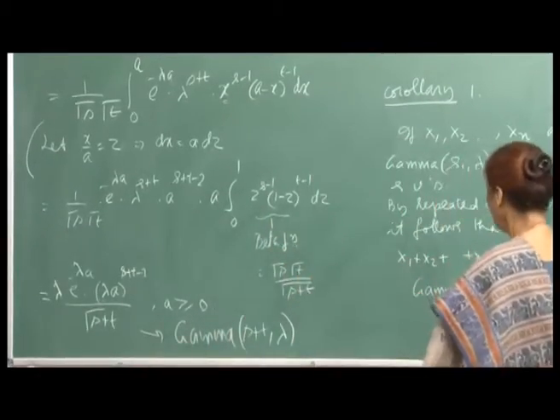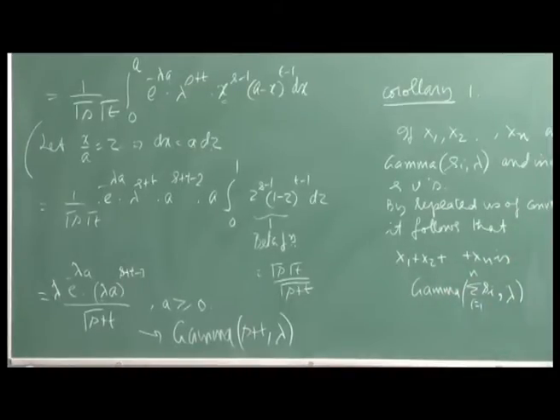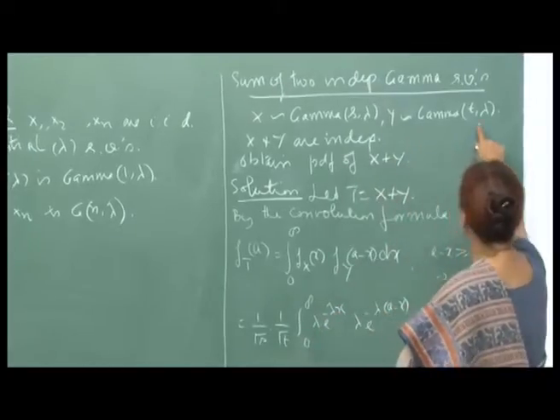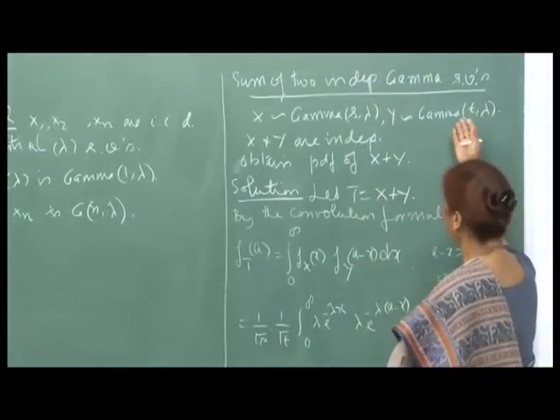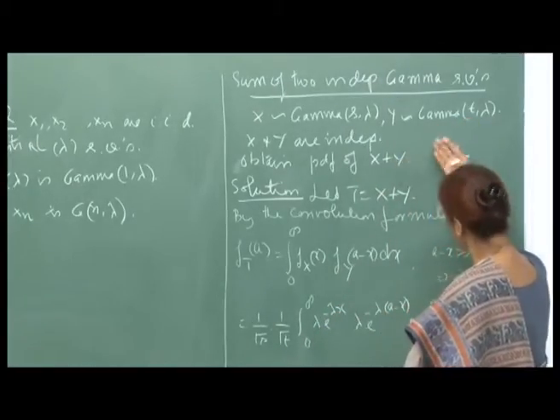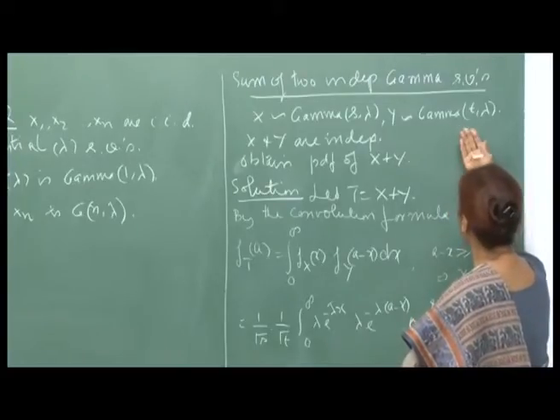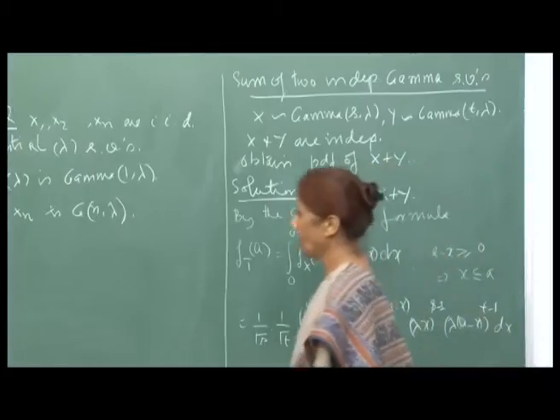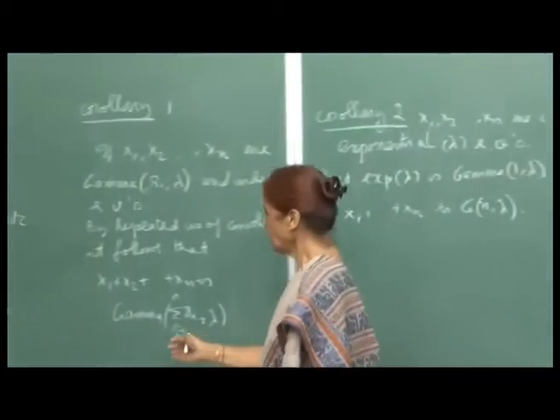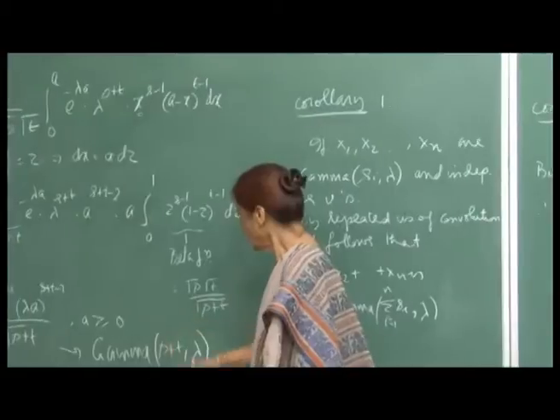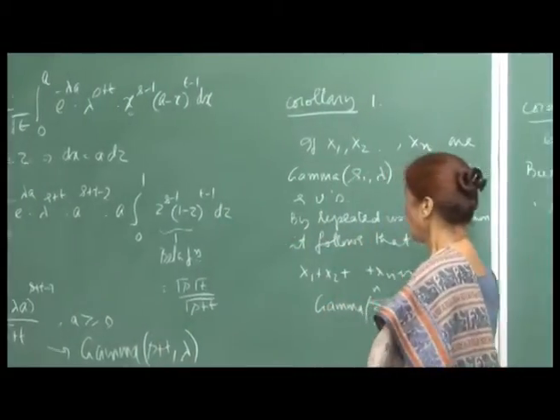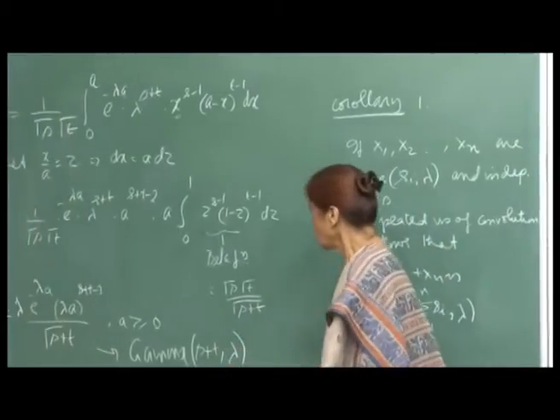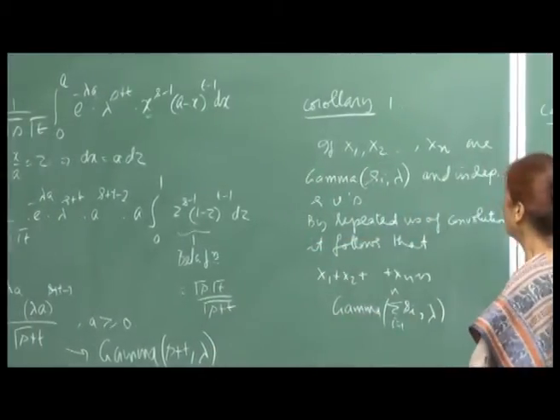So, we have concluded that if you take two independent gamma random variables, x is gamma s lambda and y is gamma t lambda, and they are independent, then the sum will again have a gamma distribution with parameters s plus t and lambda. So, the same lambda: if the second parameter is the same, then I can go on adding the gamma random variables, and the first parameter gets added. Of course, you are adding independent gamma random variables.